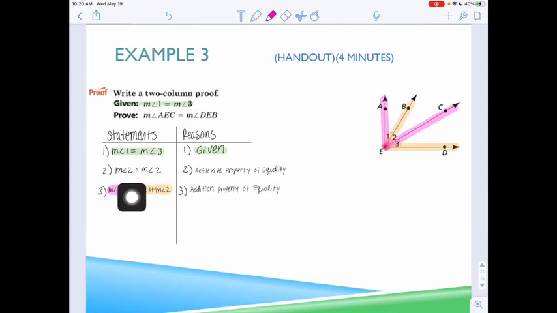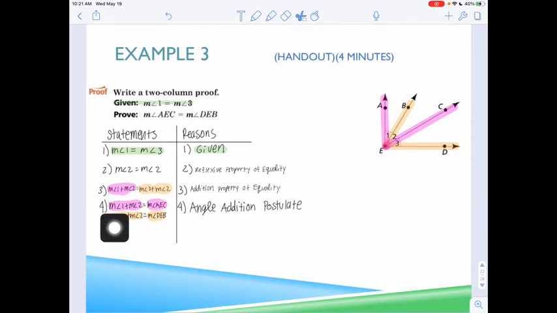Using statements 1 and 2, we can add the measure of angle 1 and the measure of angle 2 and the measure of angle 3 and the measure of angle 2 and still have that the measure of angle 1 plus the measure of angle 2 is equal to the measure of angle 3 plus the measure of angle 2 by the addition property of equality. Since statement 1 was true and we added the same value to both sides of that equation, the equation still has two equal sides.